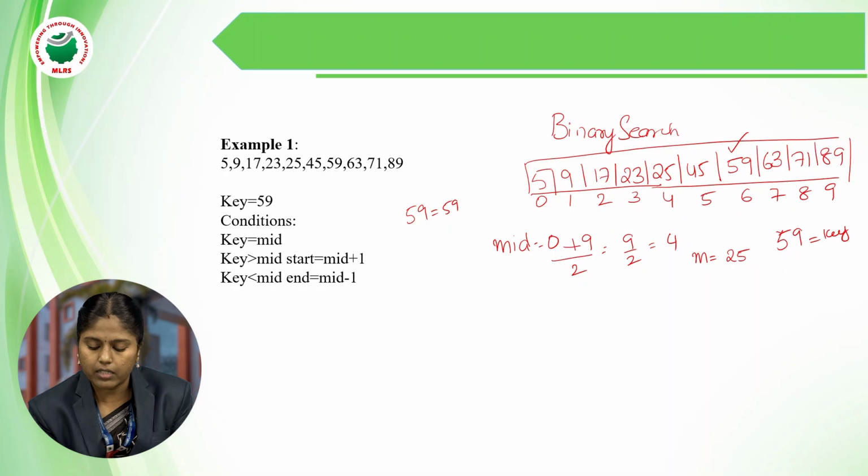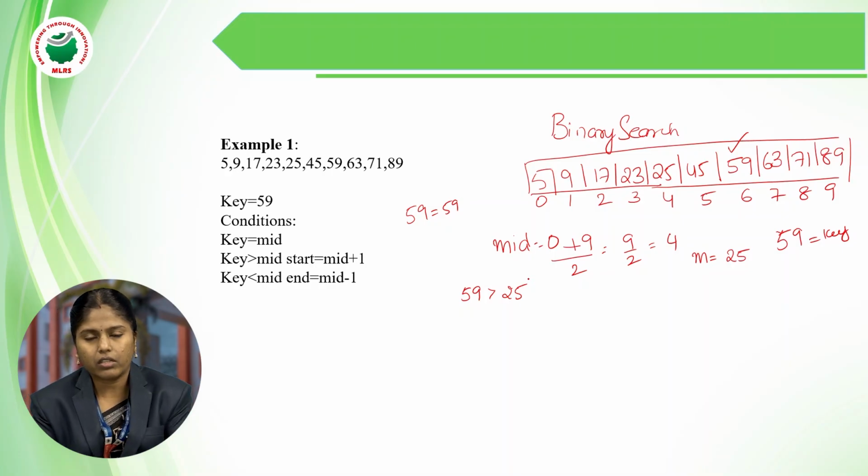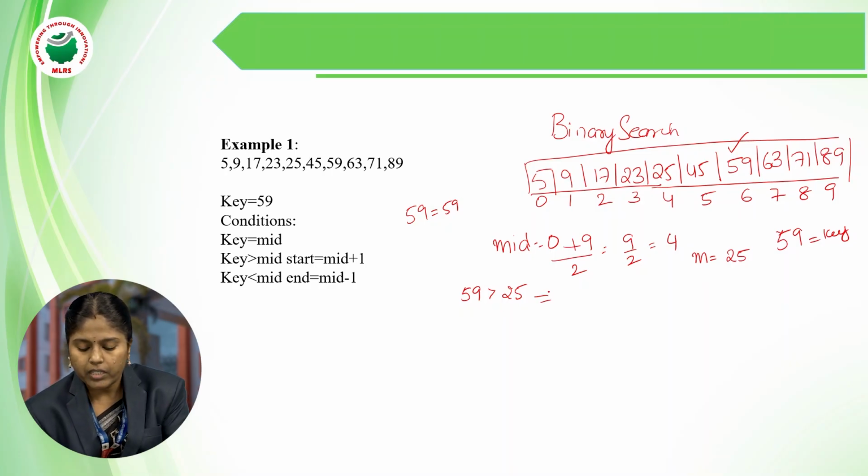What is the first condition here? If key is greater than mid, then start is equal to mid plus 1. The key here is 59, and the mid value is 25. When checking the first condition, if the key is not equal to mid, we check the second condition: is key greater than mid? Yes, key is greater than mid. Then we perform start is equal to mid plus 1.